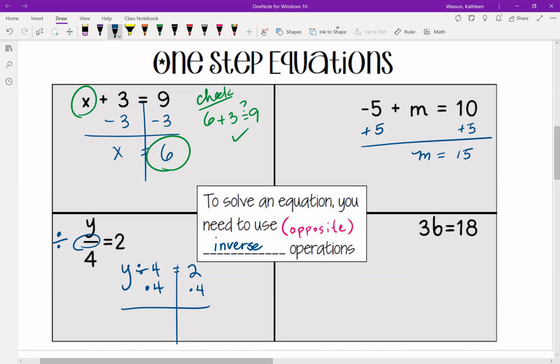So that leaves me 4 over 4, which is 1, and y. And on the right side, I have 8. And again, I could put 8 where the y was. 8 divided by 4 is 2, so it checks.